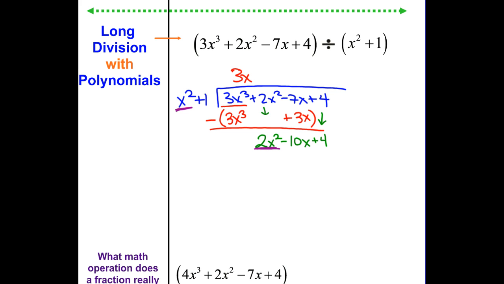So what do I need to multiply x squared by to get to 2x squared? Well, really all I need to multiply that by is a positive 2. So again, we're going to bring it down. We're going to multiply 2 times x squared. Well, that's 2x squared. 2 times 1, well, that's going to be positive 2.